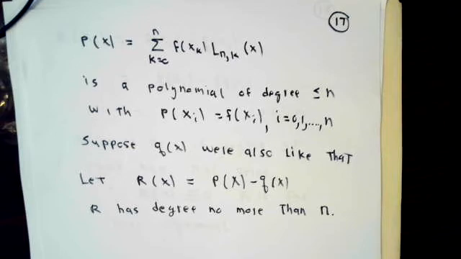Suppose that q was another polynomial like that. By like that, I mean degree no more than n, and interpolates the data at the given data values. I want to form another thing. I want to form the quantity r of x equals p of x minus q of x. Since p and q are both polynomials of degree no more than n, r must be a polynomial of degree no more than n as well.